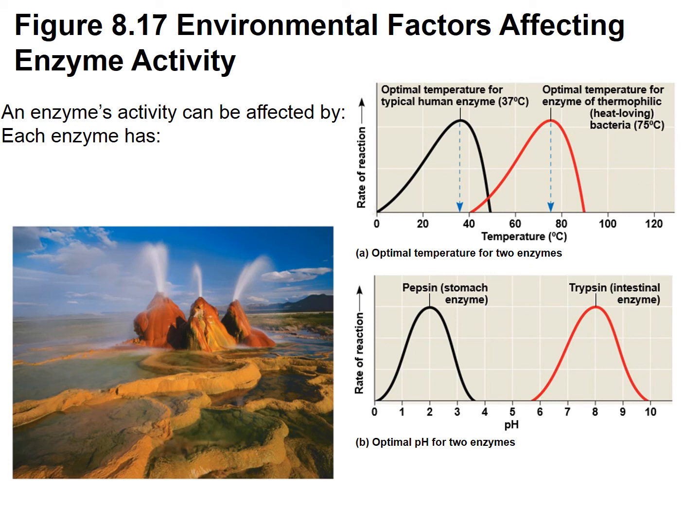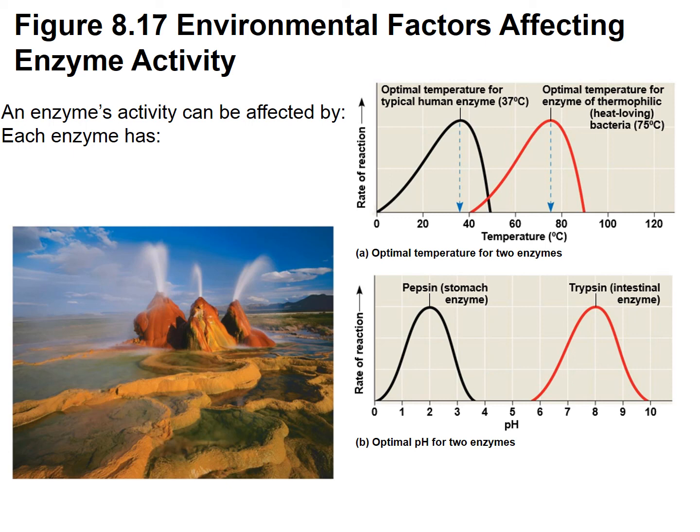On the right in red, we see the optimal temperature for an enzyme of a thermophilic, which is a heat-loving bacteria, which is more than twice the temperature, 75 degrees Celsius. In the bottom left, we see an example of a geyser. This is one place where you would find these thermophilic or heat-loving bacteria.